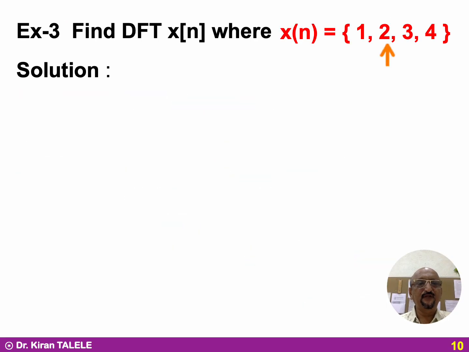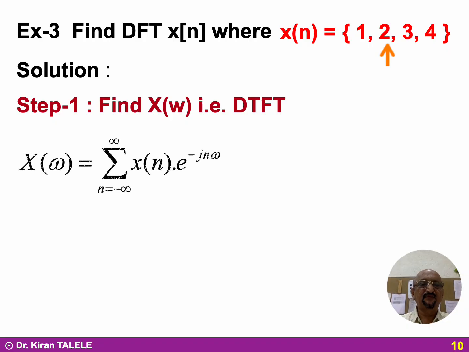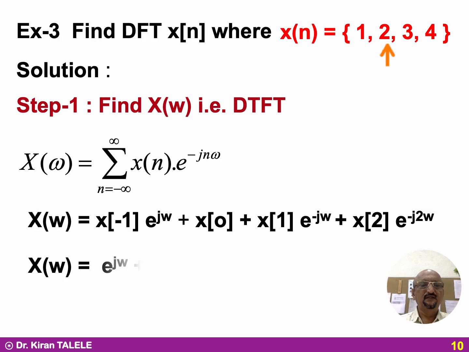So find the DFT of x of n, where x of n is 1, 2, 3, 4, with the arrow at 2. When the arrow is not at the first position, we cannot apply the DFT formula directly. In that case, first you have to obtain the DTFT, and then second step you have to obtain x of k, that is the DFT. Summation of x of n e raised to minus j omega n, n varies from minus infinity to plus infinity. Expand this summation term, you'll get this expression. x of minus 1 is 1, x of 0 is 2, x of 1 is 3, x of 2 is 4. This is x of omega.